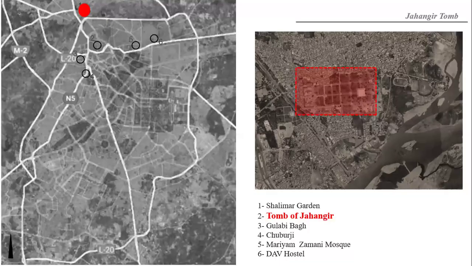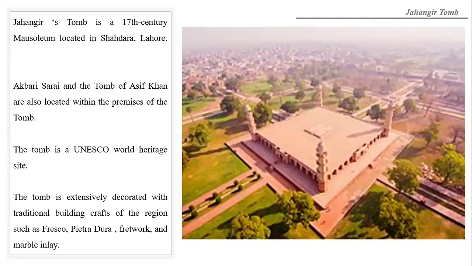The second example of the edge-to-edge infiltration is the tomb of Jahangir, which is located at the north side of the city across the river Ravi and is now in the territory of Shahdara town. Jahangir's tomb is a 17th century mausoleum, a UNESCO heritage site, and one of the main reasons that the river Ravi bank was constructed by the Mughal Emperor Aurangzeb was to change the course of the river, as constant flooding caused significant damage to the site.